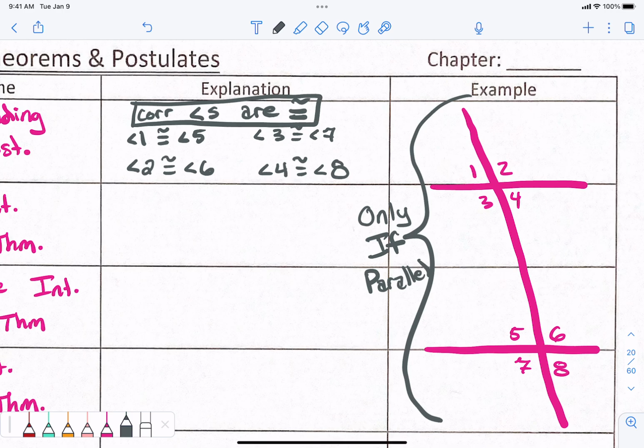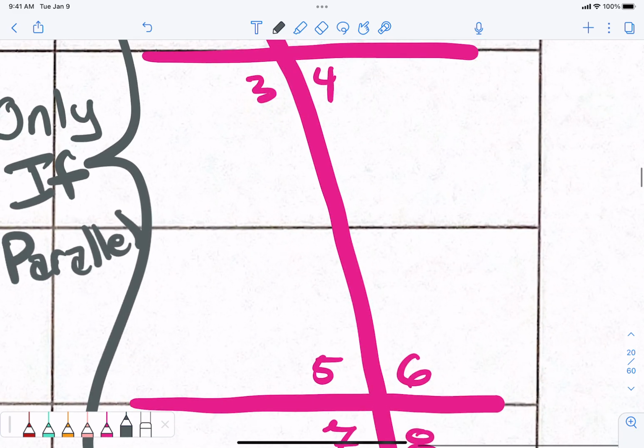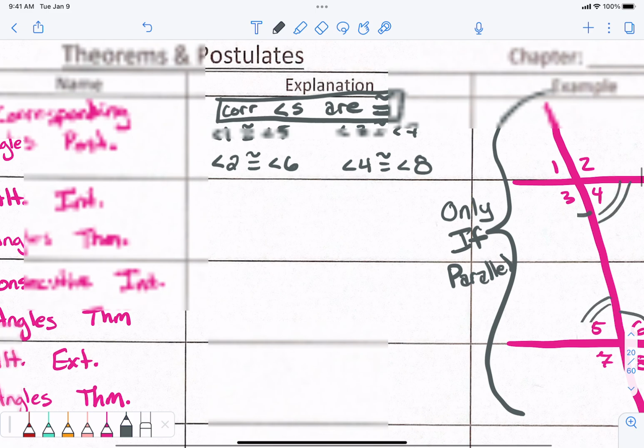Okay, good. Now the next one's alternate interior. Okay, so give me a set of alternate interior. 3 and 6, or 4 and 5. Okay? Alright, so let's compare 3 and 6 together. 3 versus 6. If those lines are parallel, what's true about 3 and 6? They're the same measure. Do you see that this is an obtuse angle right here, and this is also an obtuse angle right here? Oh, hey, if the lines are parallel, that's the case.